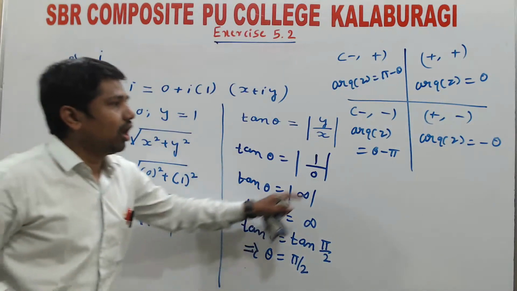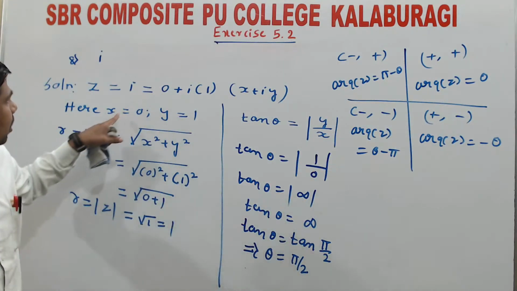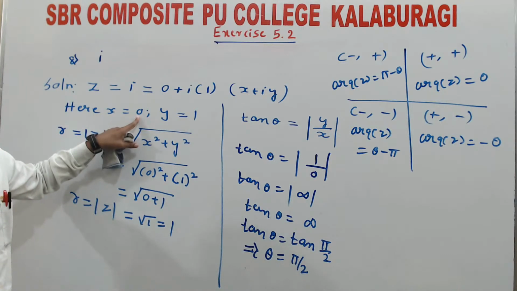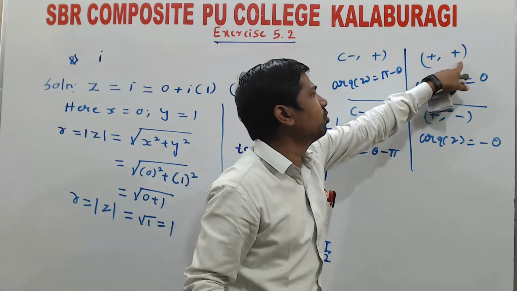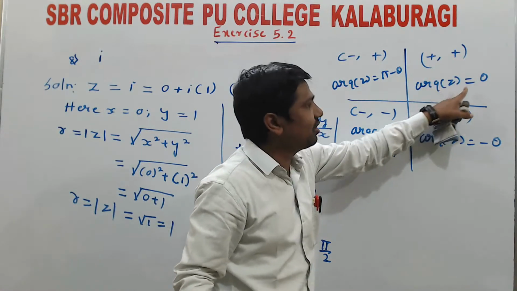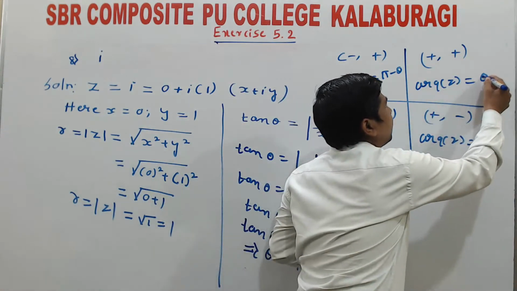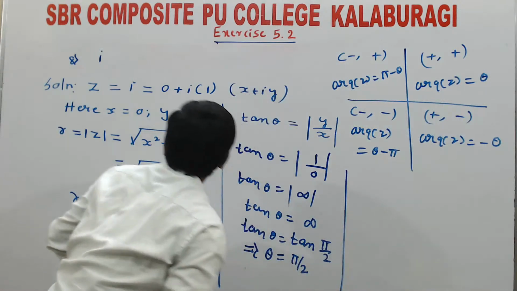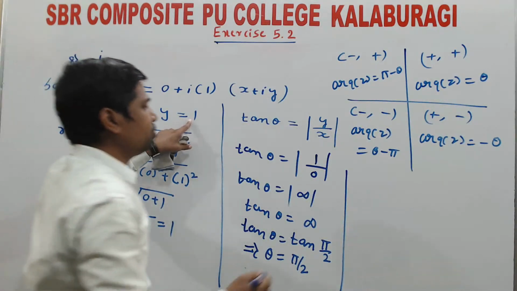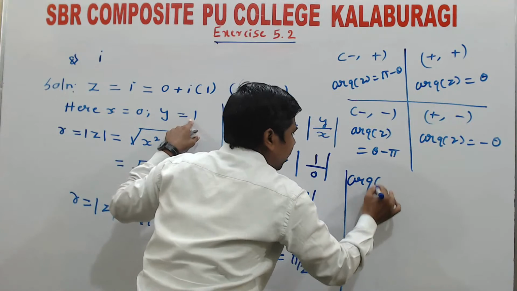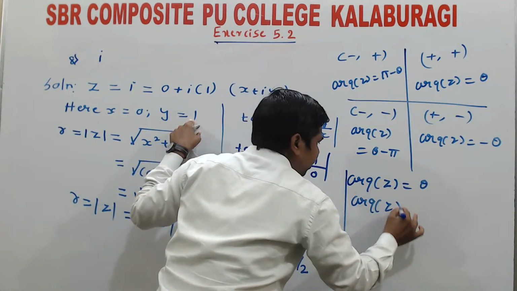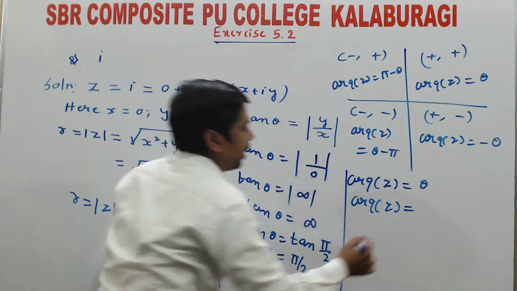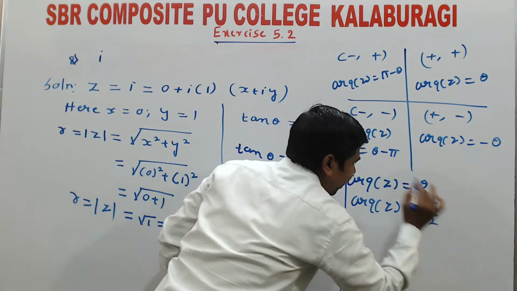So you have to find the argument of z in terms of theta. Here x is equal to 0. Let us take x as positive. X is positive, y is positive, in the first quadrant, so the argument of z is given by theta. So what is theta we got here? Pi by 2. So the argument of z is pi by 2.